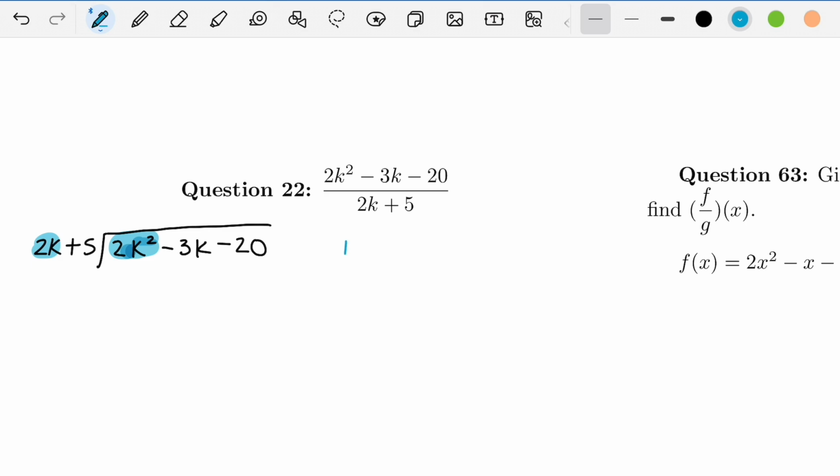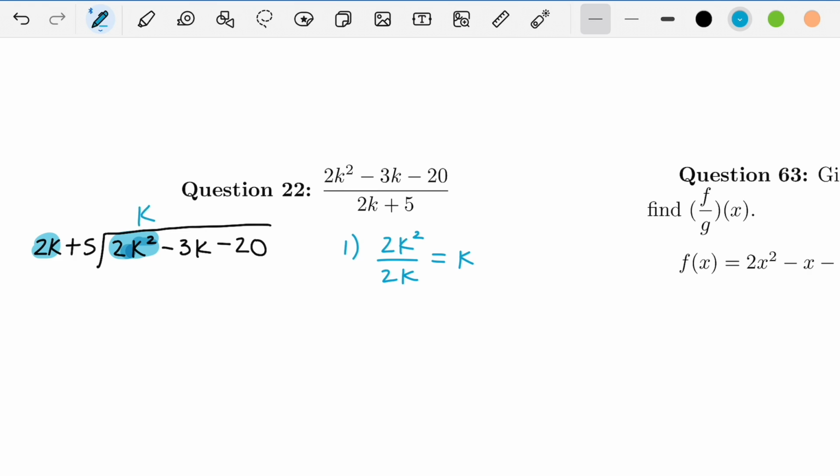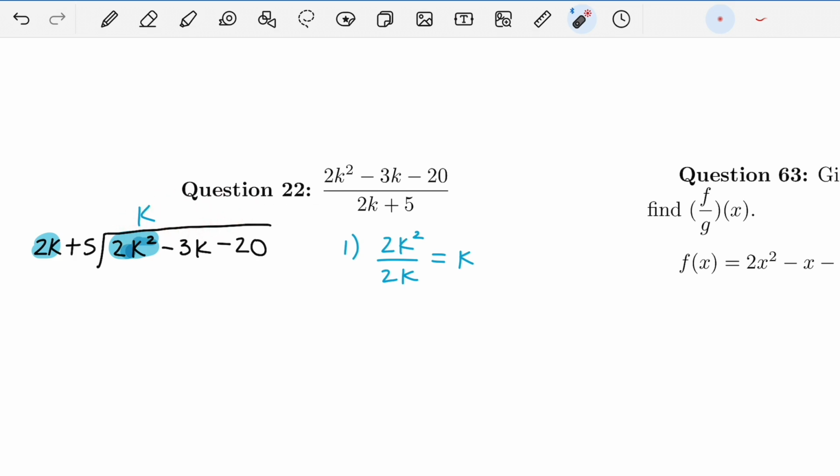So step 1, we're going to have 2k squared divided by 2k. This gives us k. Now this result here is always going to be the first term in our result, and we're going to write our result above this bar here.